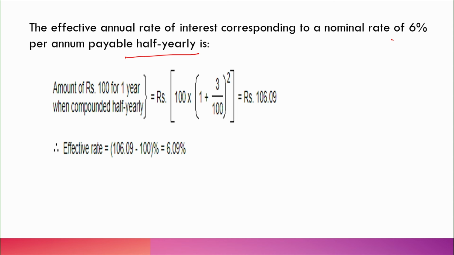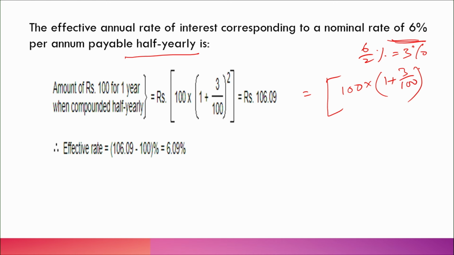The rate of interest is 6%, correct. For half yearly it becomes 6 by 2%, that is 3%. So you can calculate. For example, for an unknown amount you will say 100, this is the principal amount, into 1 plus 3 by 100 whole square, correct.